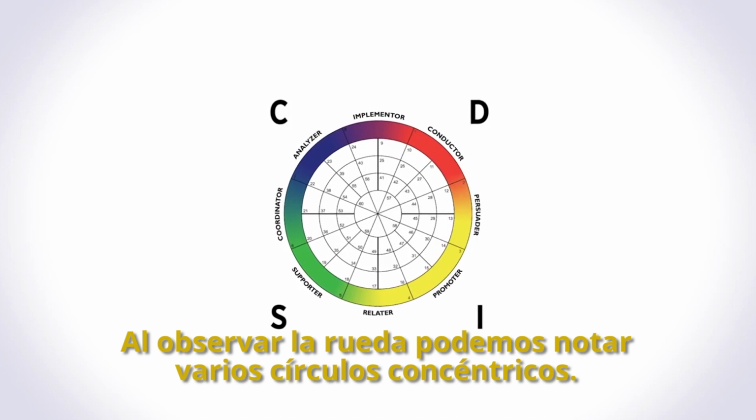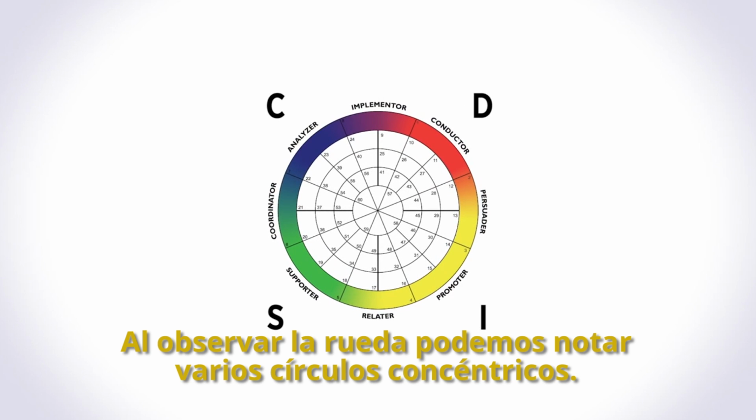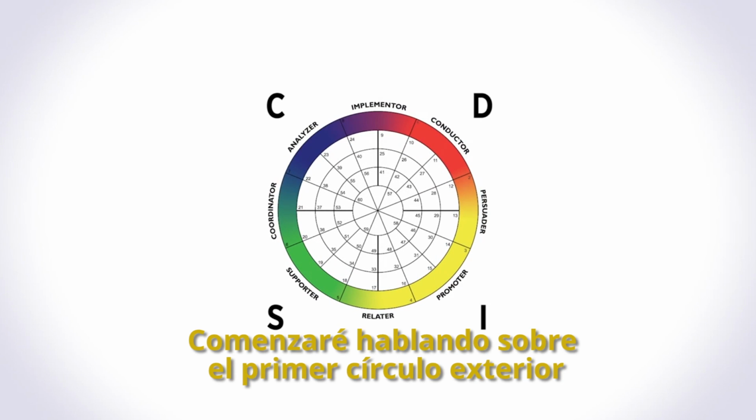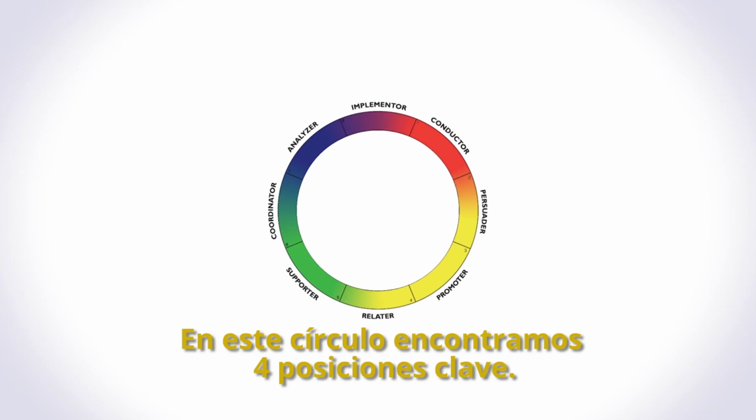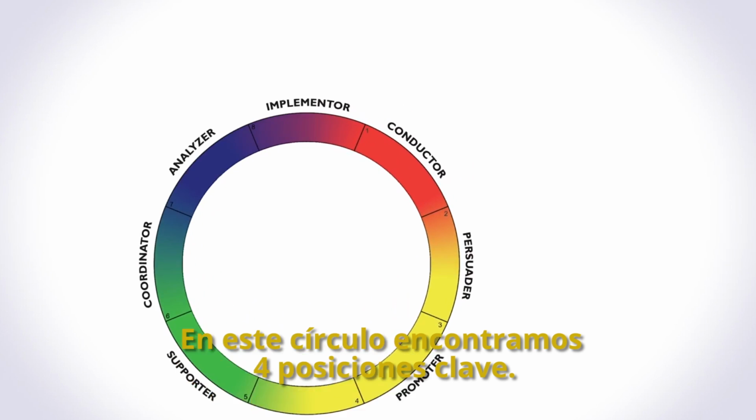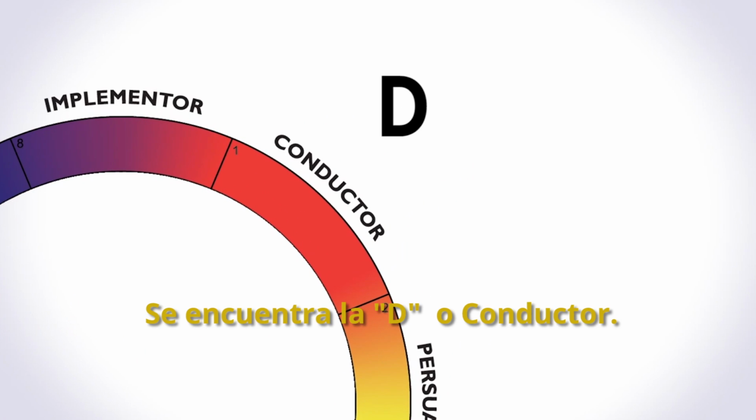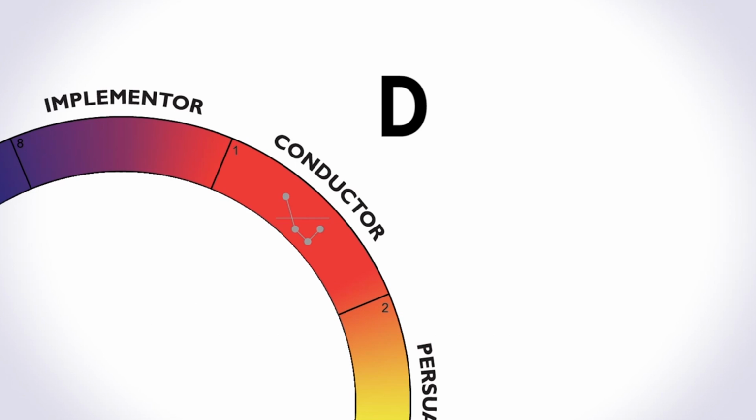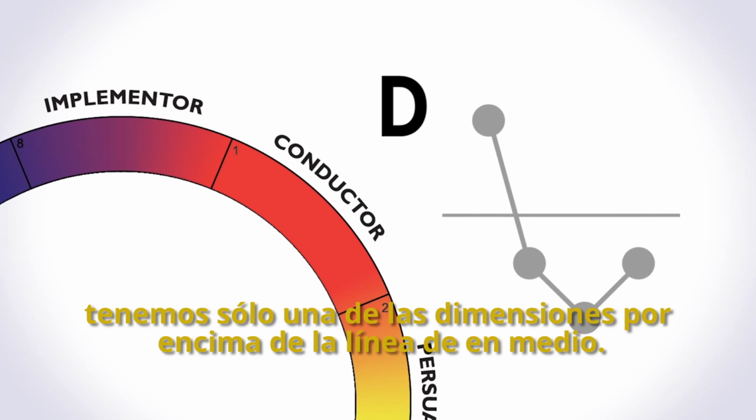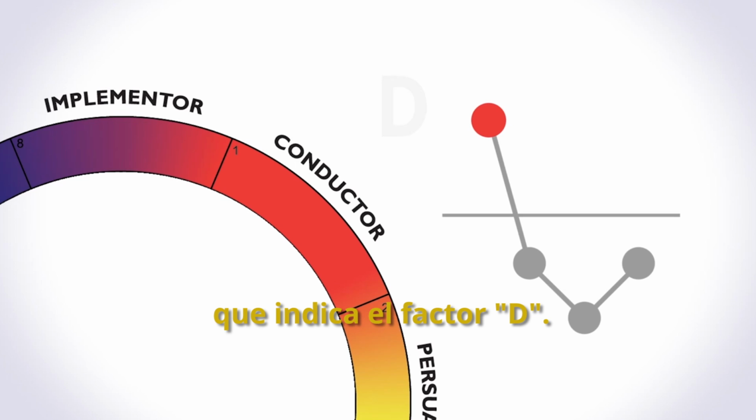By looking at the wheel, you can see we have a number of rings around the wheel. I first want to start off by talking about the outer ring. On the outer ring, we have four key positions. They are D, or conductor, and on this particular position, where it is in the color red, we only have one of the dimensions above the midline, and that is the D factor.